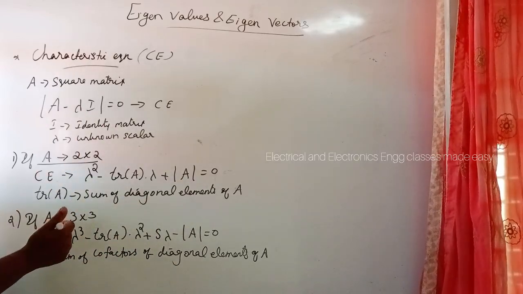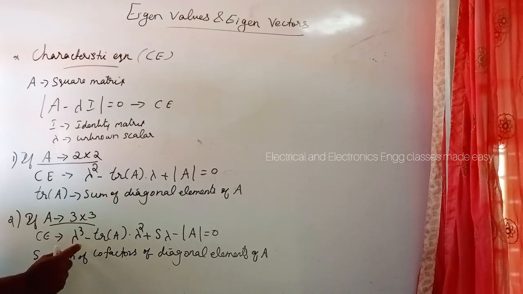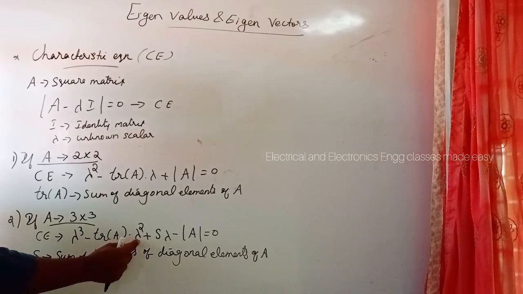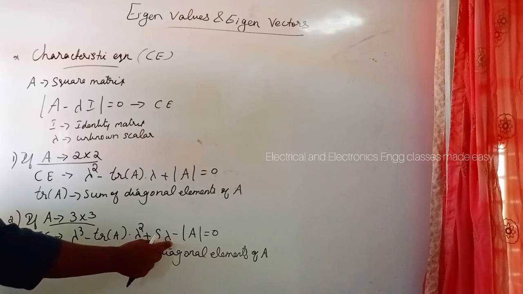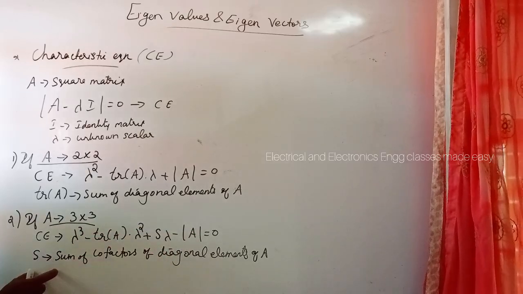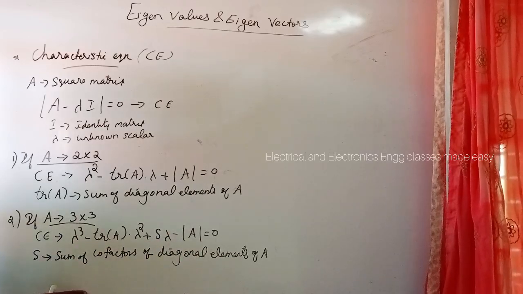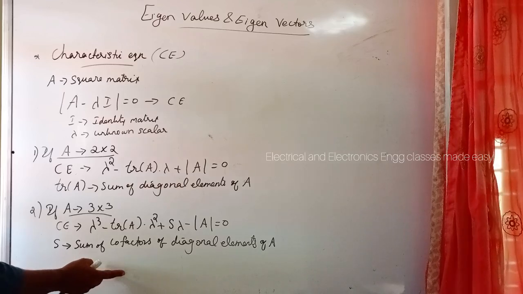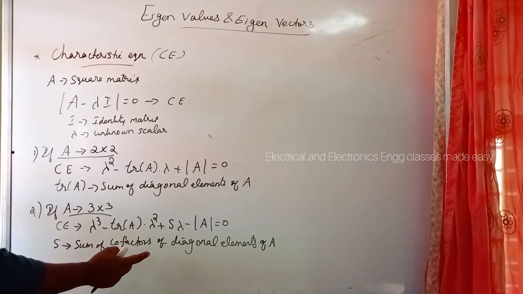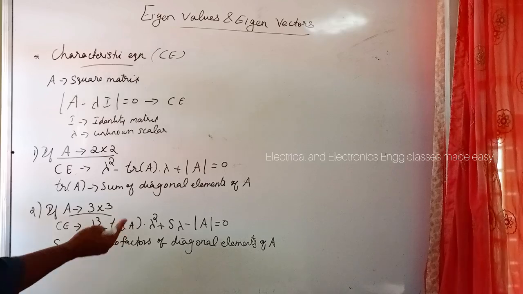Then if A is a 3 by 3 matrix, the characteristic equation is lambda cube minus trace of A into lambda square plus S into lambda minus determinant of A is equal to 0, where S is the sum of cofactors of the diagonal elements of A, also called the sum of principal minors. So S is the sum of cofactors of diagonal elements of A, or the sum of principal minors.